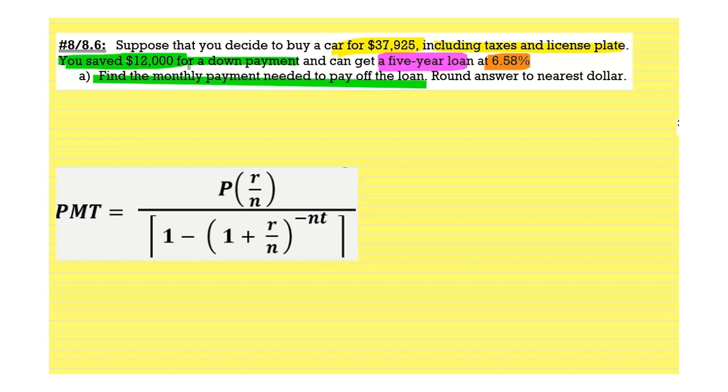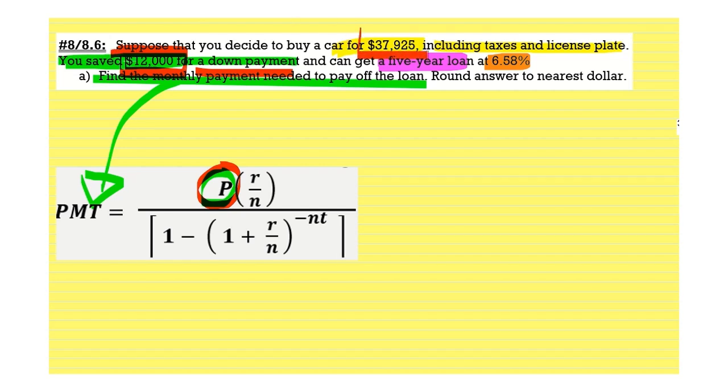So again, we are going to use our payment formula. But the first thing that we need to do before we find the loan amount, because the P right here is the principal loan amount, we need to subtract off $12,000 down payment. That's the money that I've saved. I'm going to basically go to the bank and give them $12,000, and then I will borrow the rest of it. So I need to take the $12,000 and subtract it from the cost of my car.